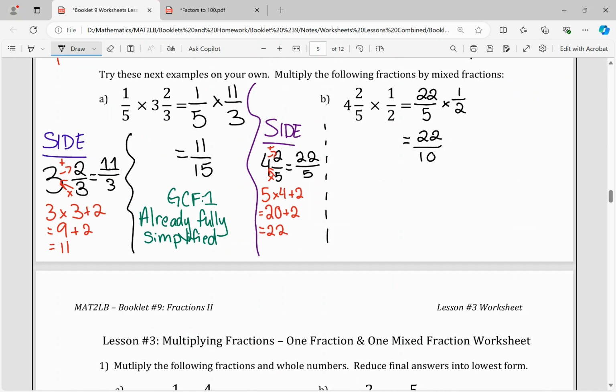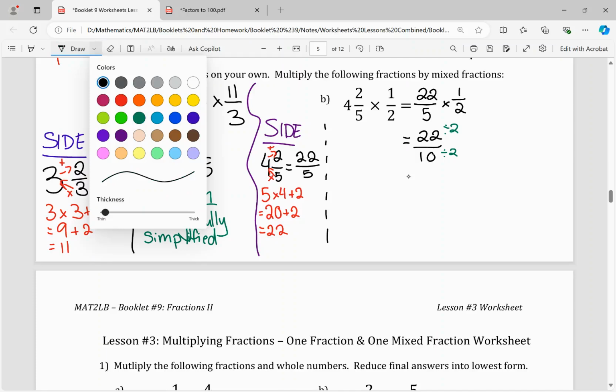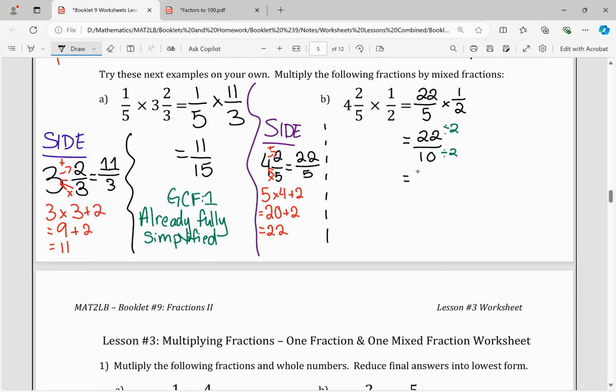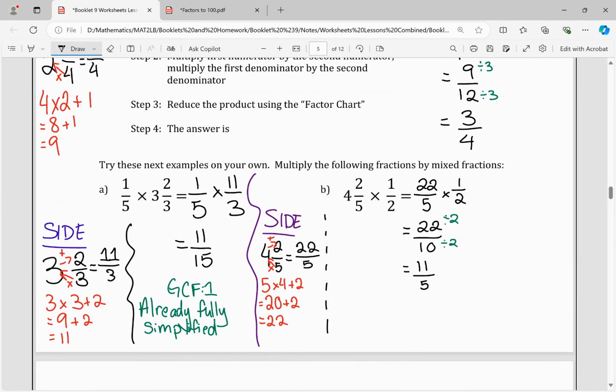So 2 being the GCF, we're going to divide both the numerator and the denominator by 2. 22 divided by 2 is equal to 11, and 10 divided by 2 is equal to 5, giving us our final answer, 11 over 5.